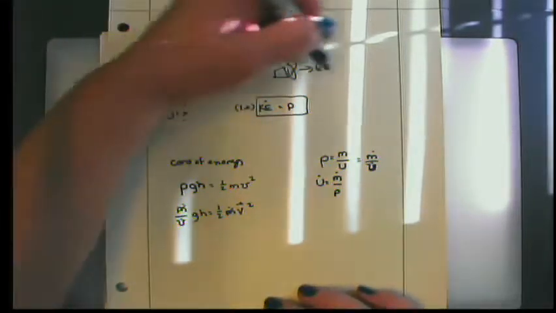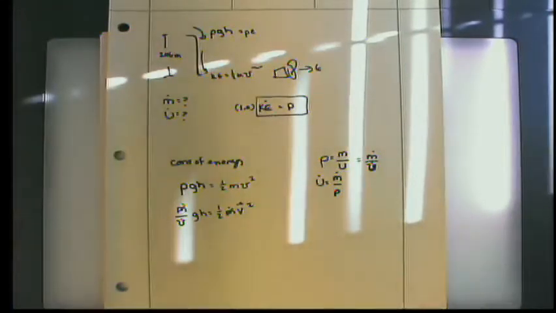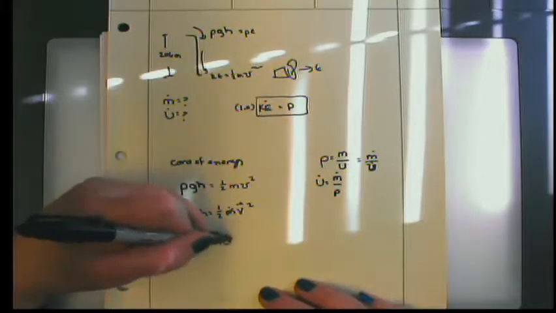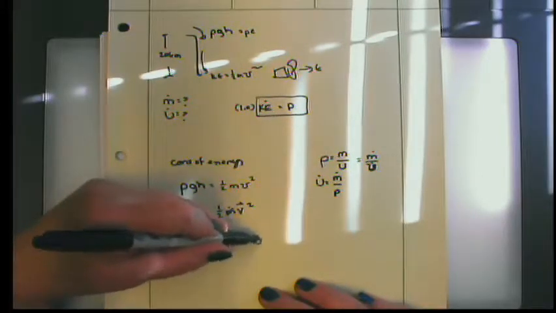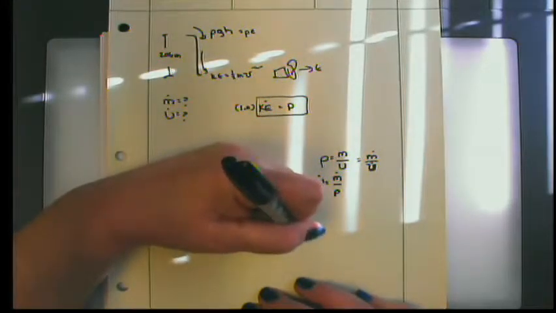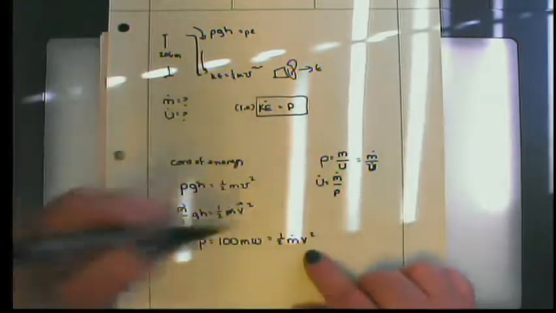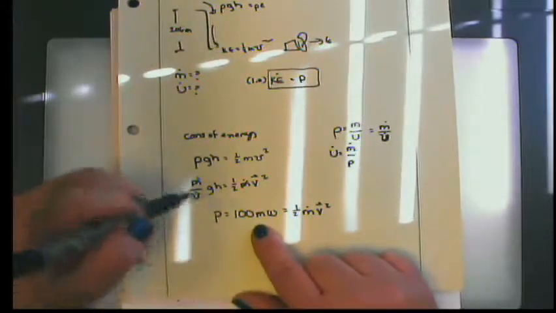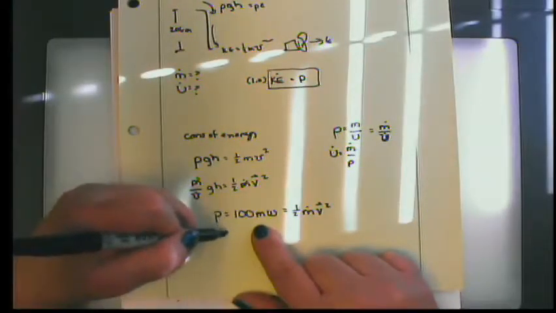Let's start at the bottom instead. Instead of talking about the top, it says at what rate must water pass through the turbines to produce 100 megawatts. The power that we get out is 100 megawatts, and that is going to be equal to 1/2 m dot v squared. So let's go ahead and think about what this power is.